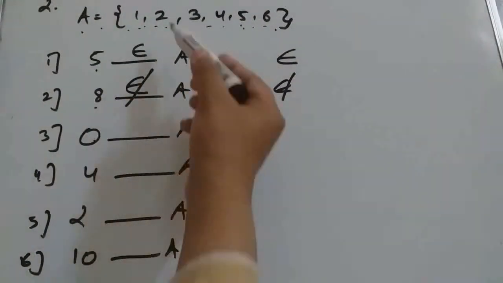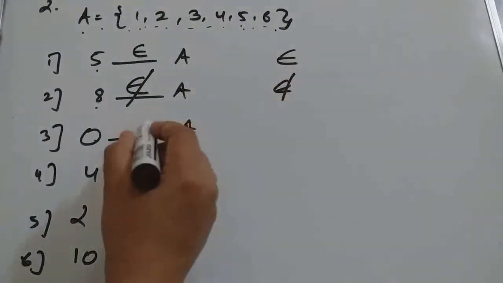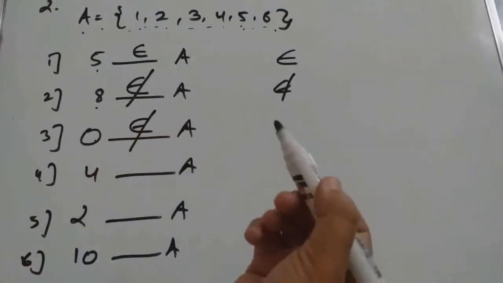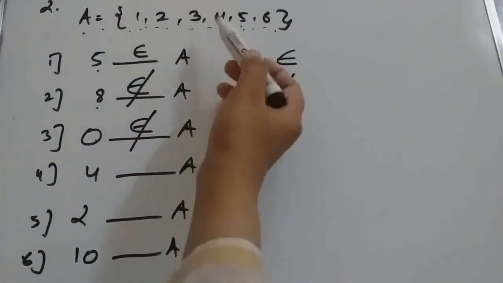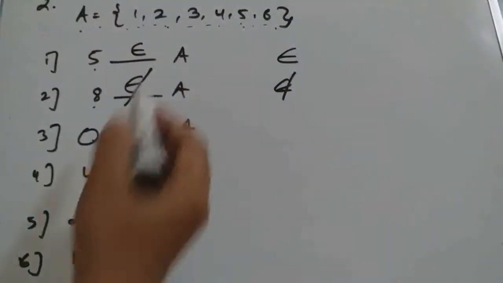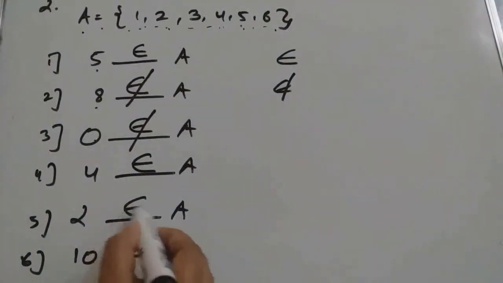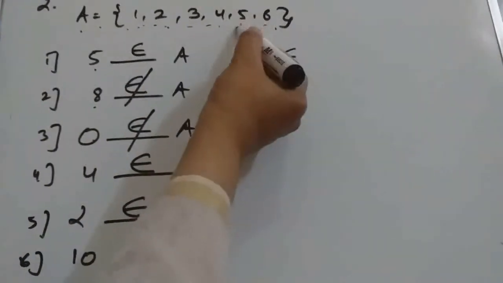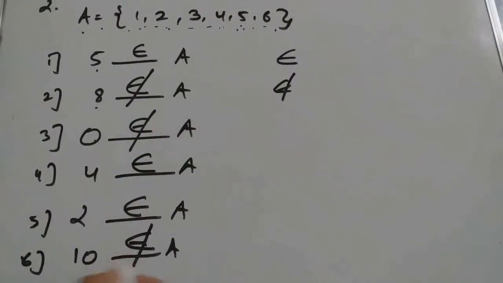Similarly, 0 also you can observe is not in set A. So 0 does not belong to A. Then 4 is there in set A, so 4 belongs to set A. 2 is also there. 2 is also a member of set A, so 2 belongs to A. 10 is not there in A, so 10 does not belong to A, we can write here.